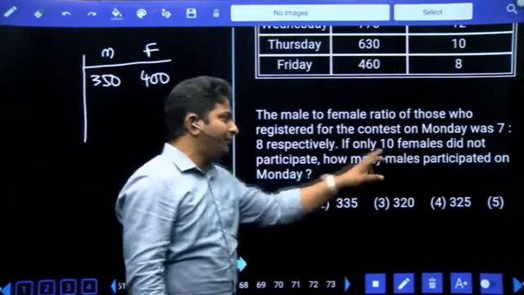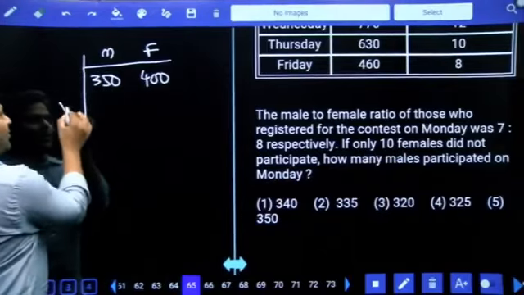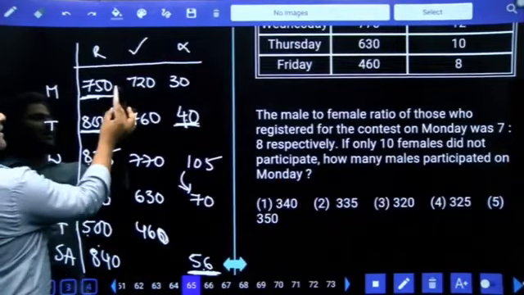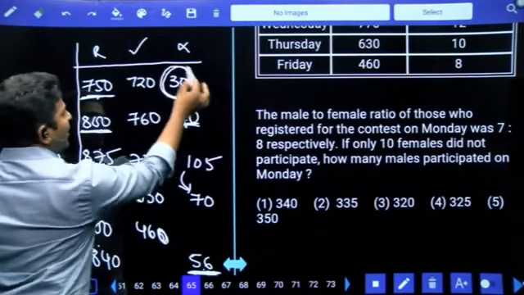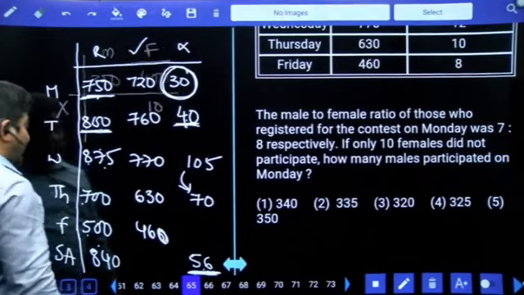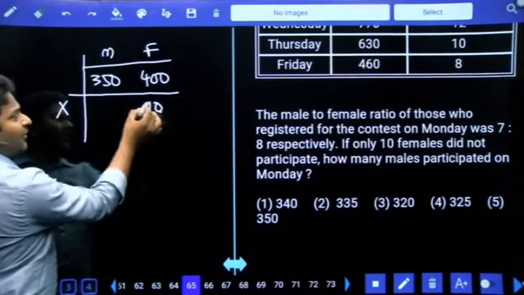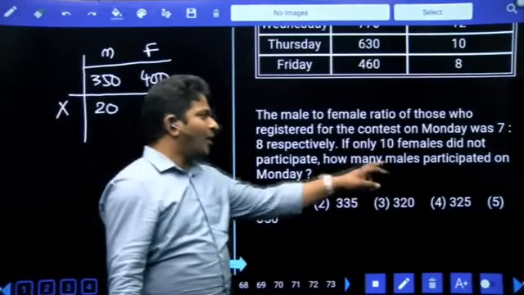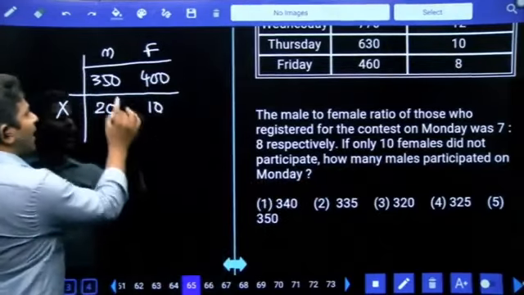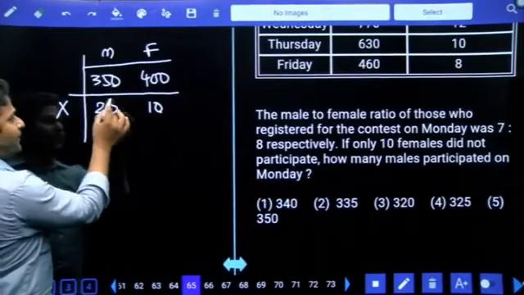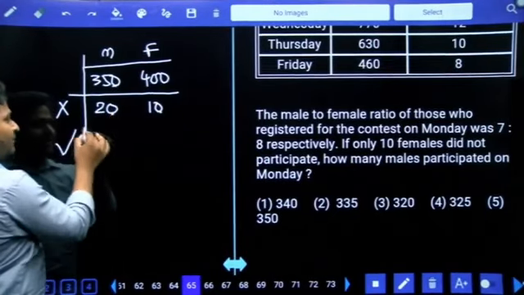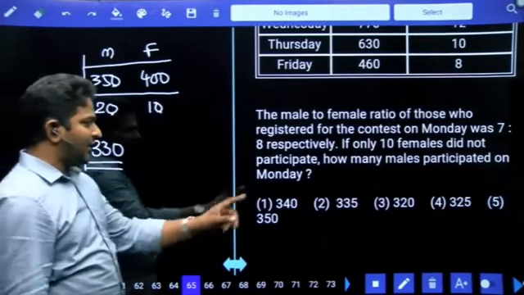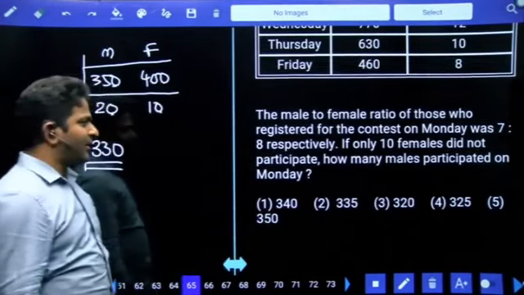And if only 10 female did not participate, on Monday, look at this, the total number of people who have not participated is 30. Now out of those 30, if 10 are female, then 20 are male only. Now what is your question? How many male participated on Monday? Out of 350 male people, if 20 male did not participate, then 330 should participate. 330 should be our answer.